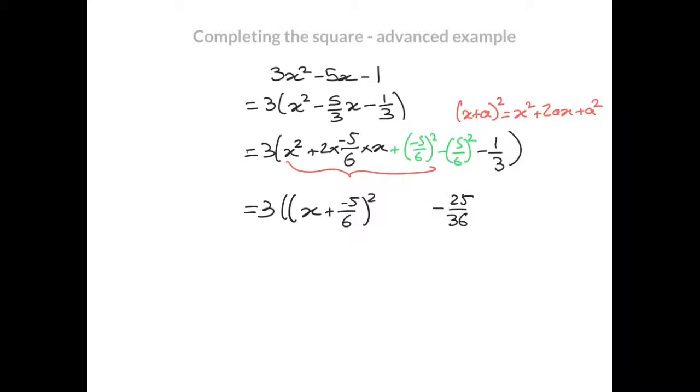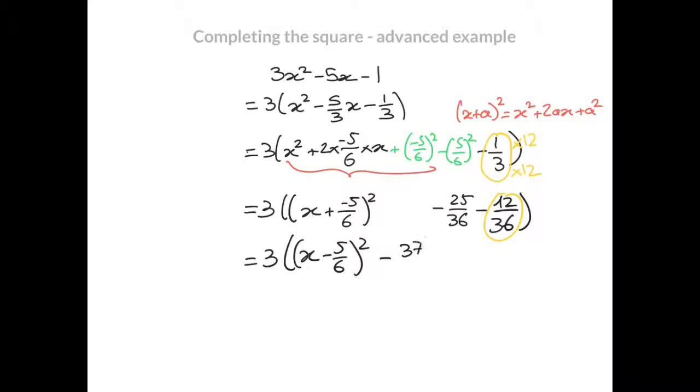minus a third, and this third here will be collected with the 25 over 36, so we are going to multiply by 12 to convert it into a fraction over 36 for further calculations. So we end up with this expression here, where here we have the converted fraction. Let's simplify this working. So we have 3 brackets x minus 5 over 6 squared minus 37 over 36.